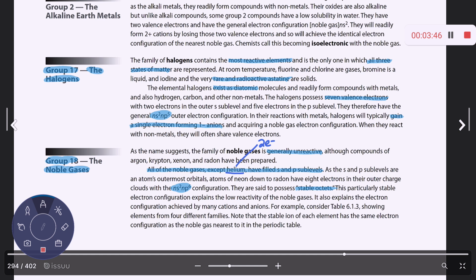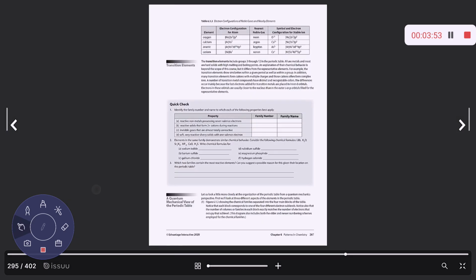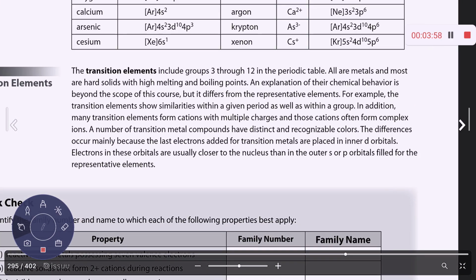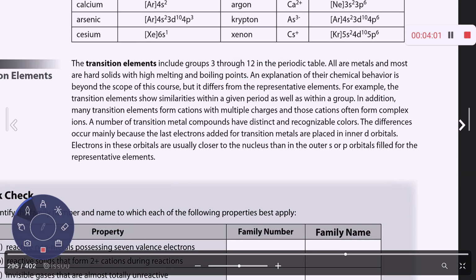And let's talk about the transition metals. There's a lot to say about the transition metals, but in this class, we're really not going to go into it. They're actually kind of interesting because transition elements can have varying charges, right? So they could have like +1, +2, +3, +4. It just depends. But all of the metals in the middle are mostly hard solids with really high melting and boiling points. They also can form cations with multiple charges.